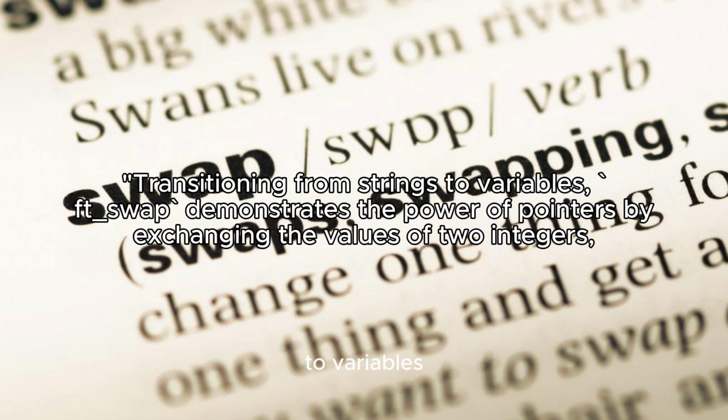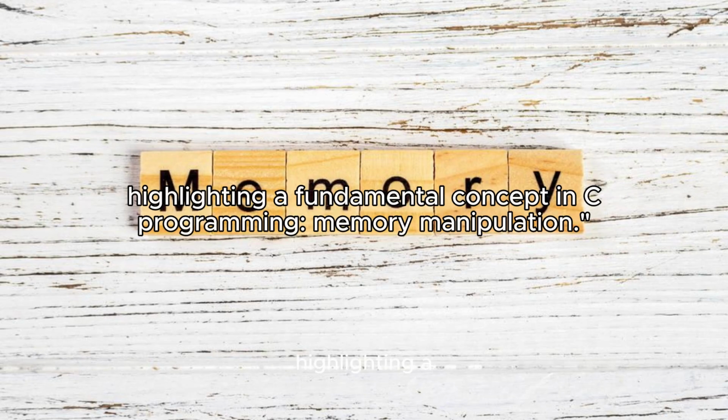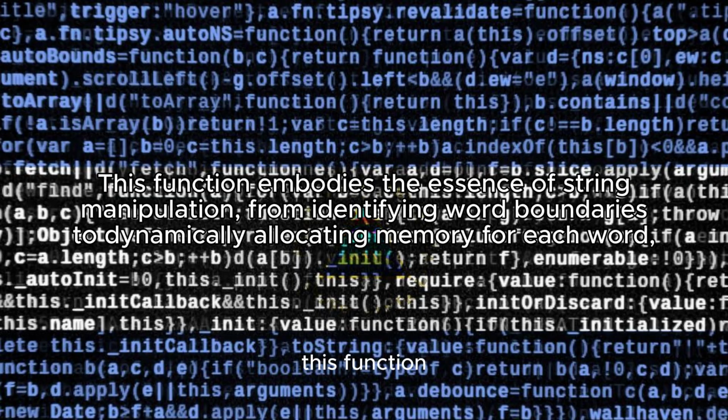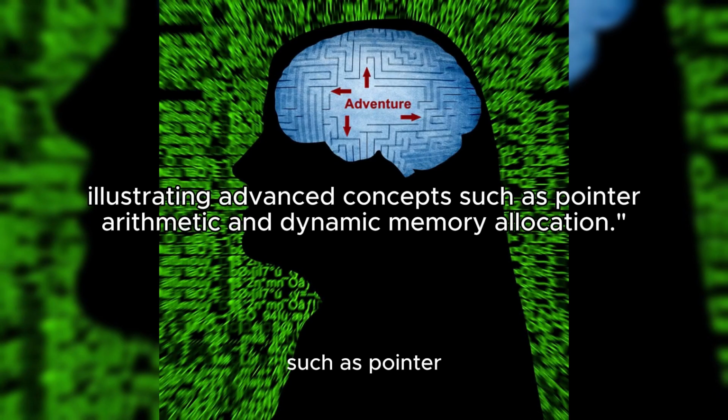Transitioning from strings to variables, ft_swap demonstrates the power of pointers by exchanging the values of two integers, highlighting a fundamental concept in C programming, memory manipulation. As we venture into XO2, the complexity escalates with ft_split, a function designed to dissect a string into an array of words based on specified separators. This function embodies the essence of string manipulation, from identifying word boundaries to dynamically allocating memory for each word, illustrating advanced concepts such as pointer arithmetic and dynamic memory allocation.